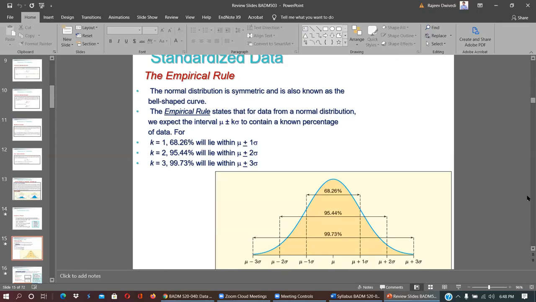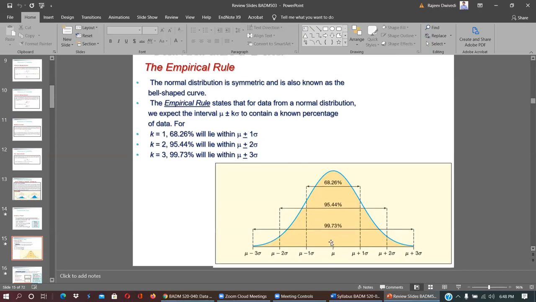Empirical rule. What is the empirical rule? So basically, this is a center point, or mu, the population mean. So this is the mean. Mean minus one sigma, how much is the value? And mu plus one sigma. So between this range, 68.26% of the data will be within it. It is called two sigma basically.